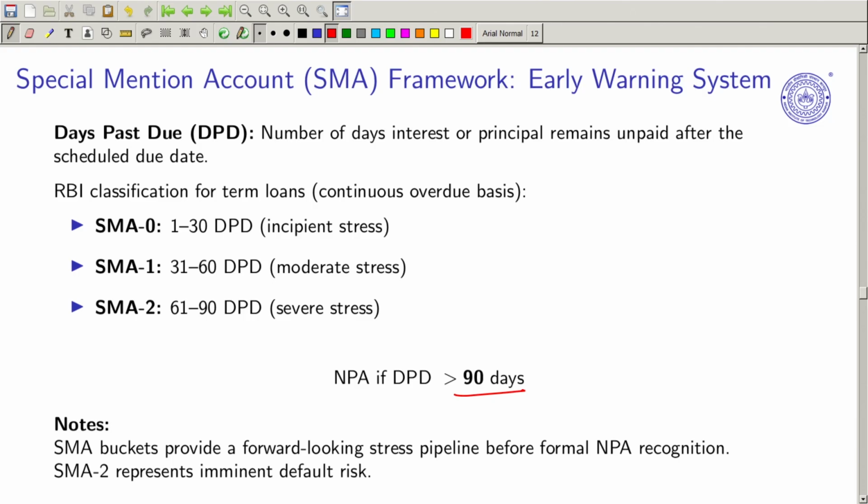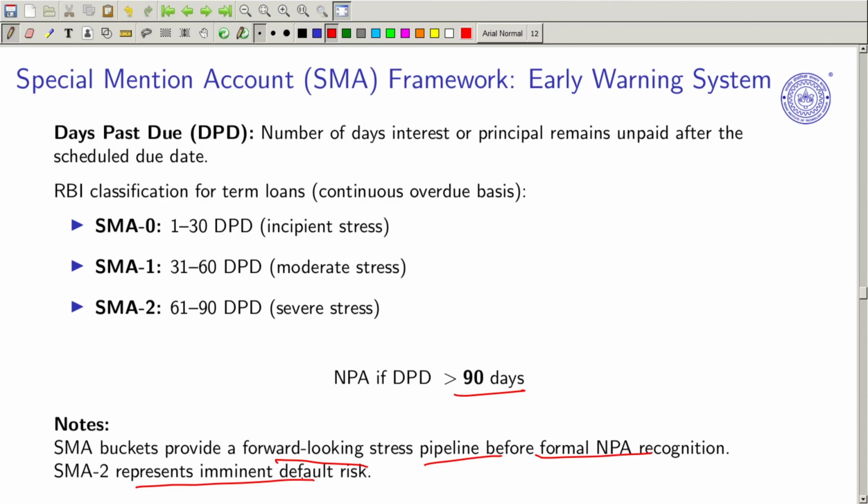And then here we have SMA 2, 61 to 90 days. It is having severe stress, which means that even after 60 days you are not able to identify the borrower. So I think you have to believe that the default risk is much higher. And if the days past due is greater than 90 days, then you declare it an NPA, right. So SMA buckets provide forward-looking stress, a pipeline before formal NPA recognition, and SMA 2 represents almost like default risk. So SMA 2 is considered more vulnerable for the bank.